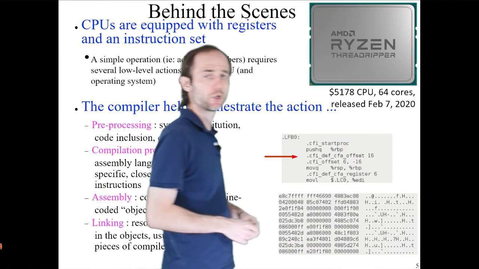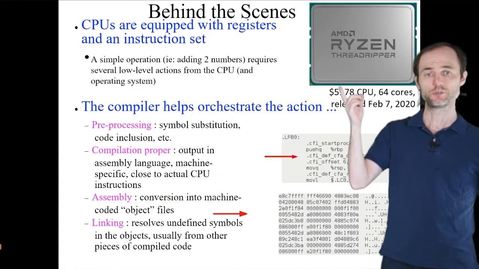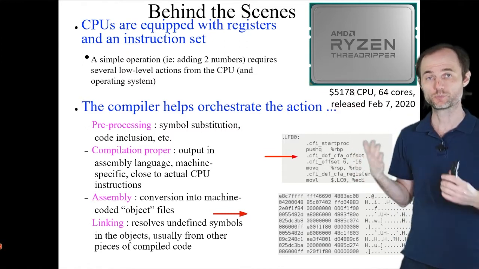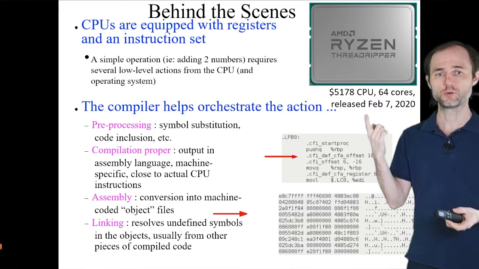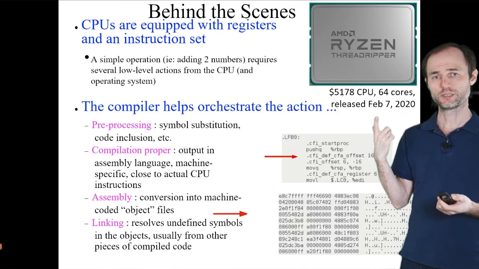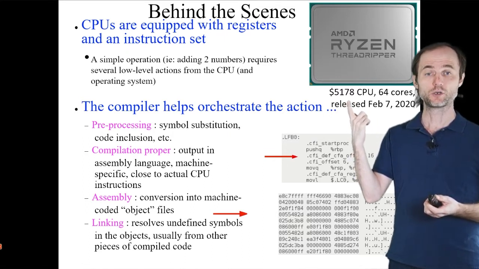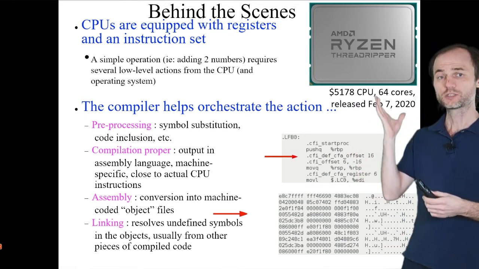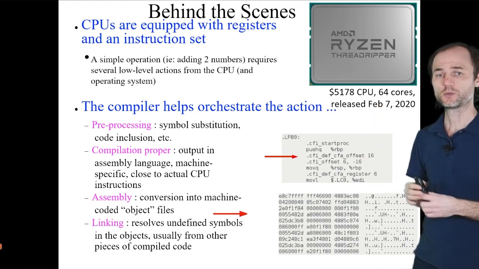Excellent. So what is happening behind the scenes? Well, behind the scenes, a CPU, something like this. This is one of the most powerful, I think actually today the most powerful AMD CPU, which has 64 cores, released a little bit less than a year ago on February 7, 2020. This one goes for $5,200 or so. It's a really powerful CPU, basically an entire computational cluster in one box.